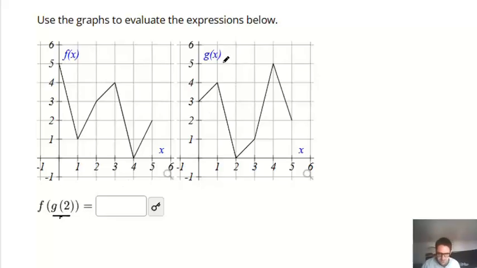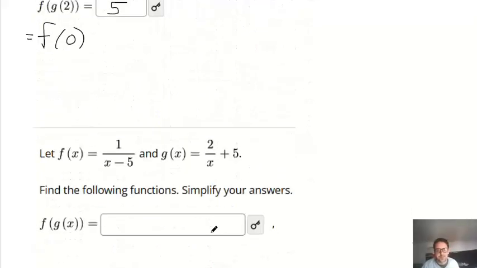So find 2 on the x-axis, and then g of 2 is the y value. So when x is 2, the y value is 0. So this is equivalent to this, because we just found out that g of 2 is 0. So now to figure out the final answer, we just need to find 0 on the x-axis for f. So over here on the left graph, the y value is 5. So that's the end. Okay.